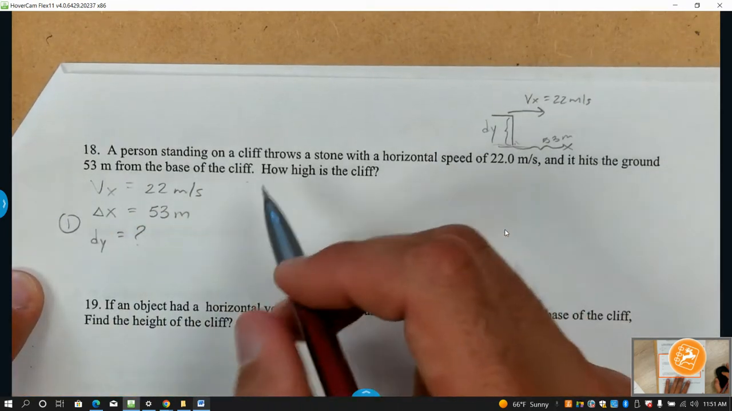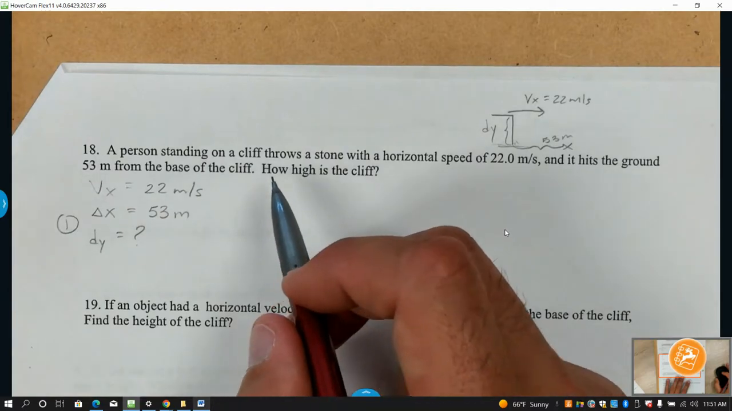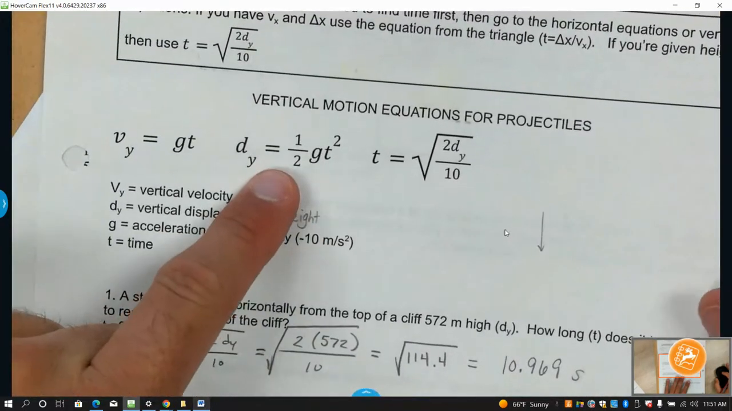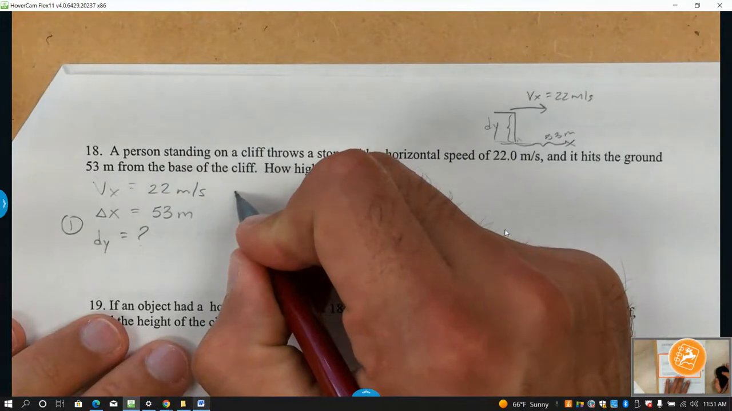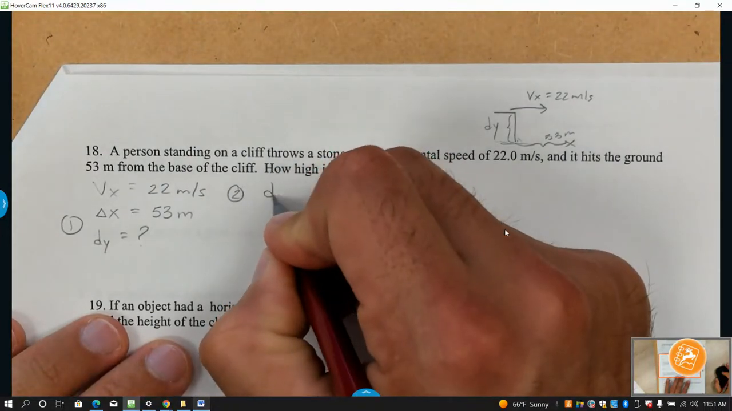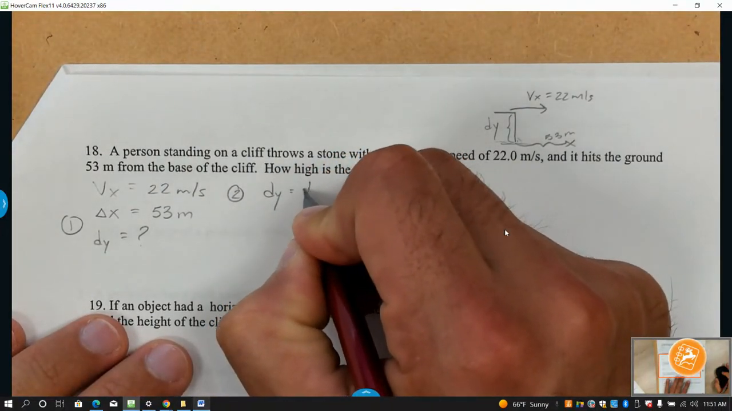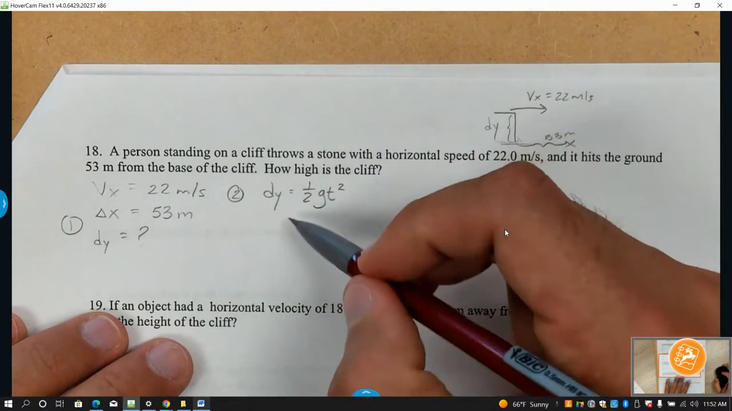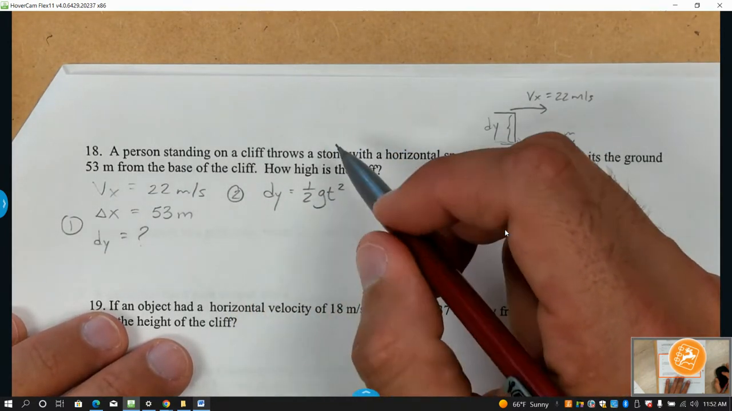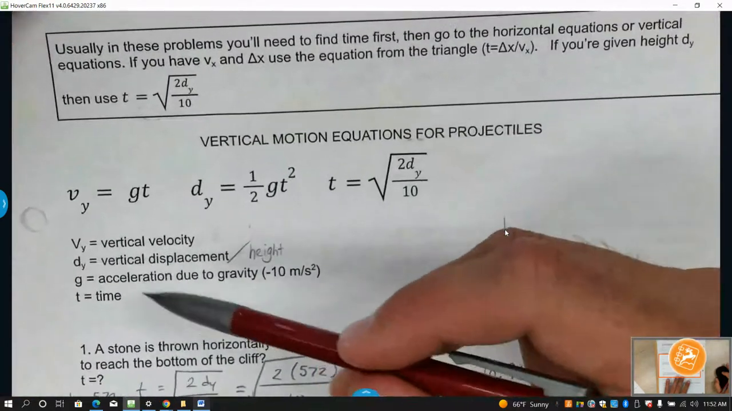So that is your first point. Go to your equation sheet and write down the equation for dy. It's 1/2 g t squared. That is our second point and second step. Do we have any of this information? Well, g.